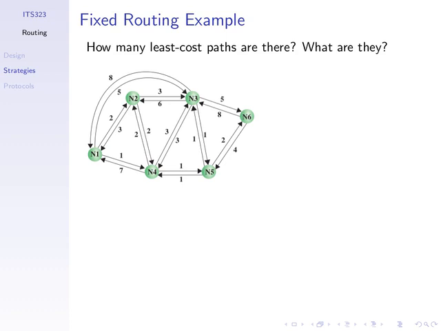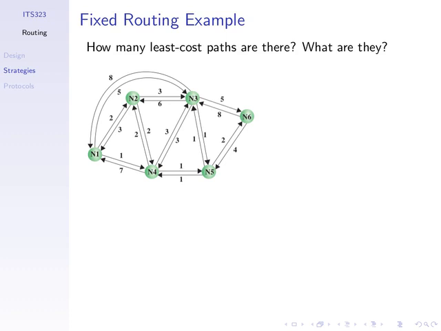N1 to N4. Remember this? The last thing we covered yesterday was that if the least cost path from N1 to N3 goes via N4 and N5, it must mean that the least cost path from N1 to N4 is direct, N1 to N4.